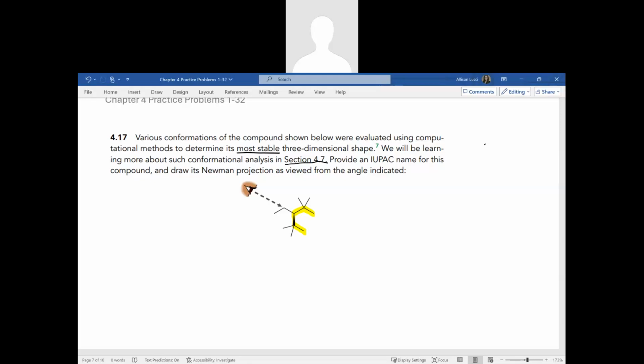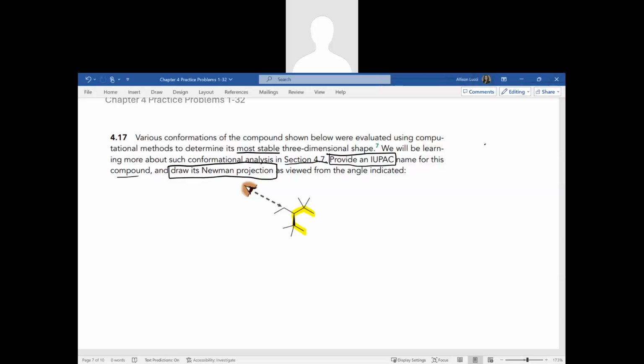So we're asked here to provide an IUPAC name for our compound and then also draw the Newman projection as viewed from this angle indicated. So let's take a look at how we can do this.